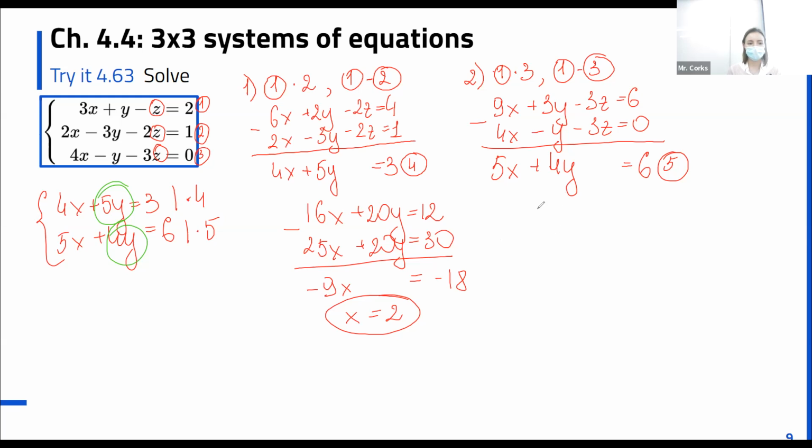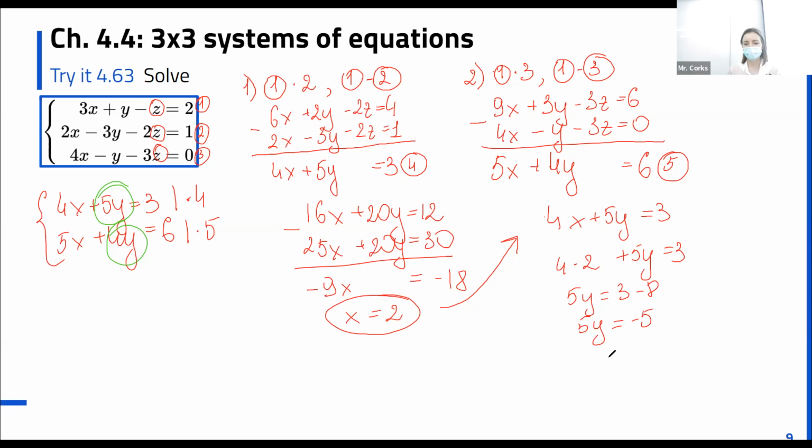So now we can use any of the equations. Let's use the first one, 4x plus y equals 3, and input our x value here. So we have 4 multiplied by 2 plus y equals 3. So we have y equals 3 minus 8. y equals minus 5. So y equals minus 5.